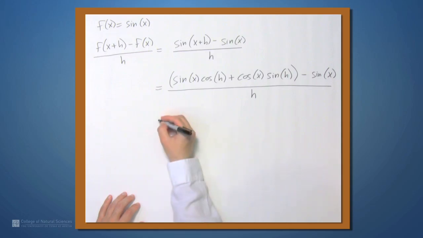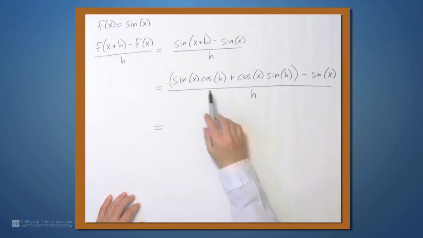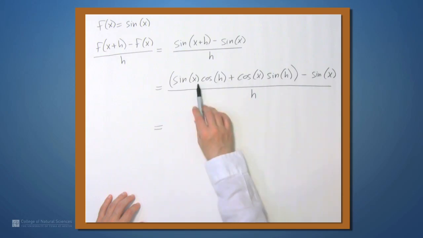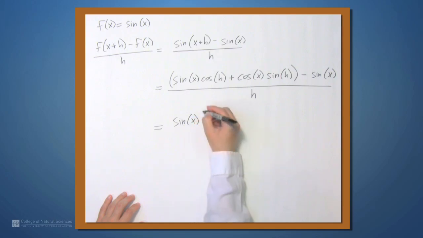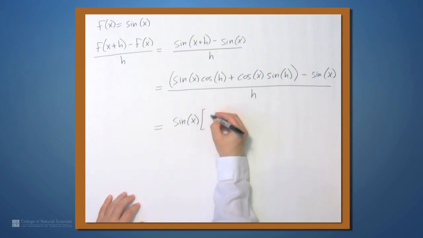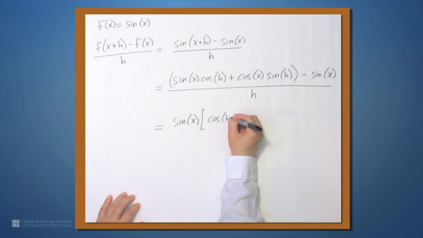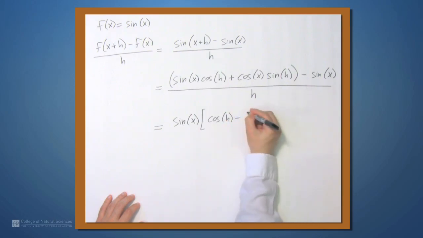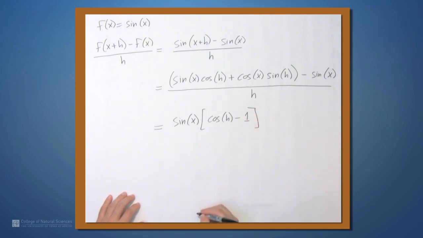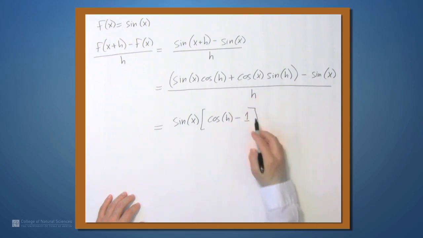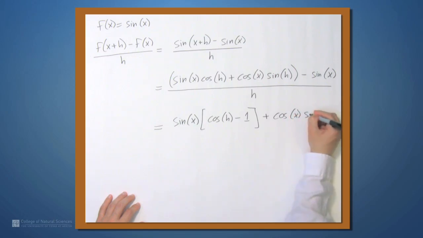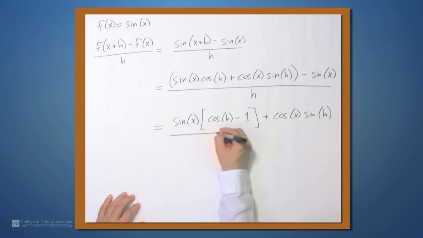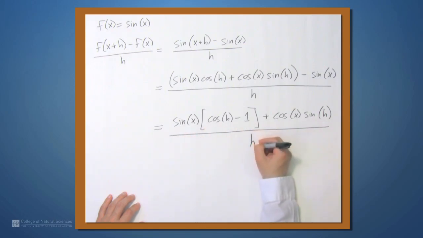And so the last thing we can do is factor this sine x out of these two terms. So that will give us sine x times the quantity cosine of h minus 1. And then we're still left with this plus cosine x sine h. So plus cosine x sine h. And this whole thing still all over h.